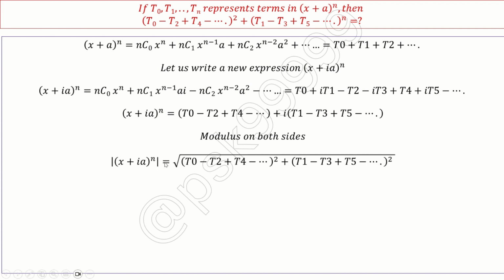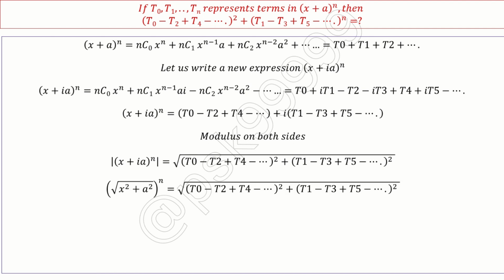Modulus of (x + iA) whole to the power of n is equal to the square root of (T0 − T2 + T4 − ...) whole square plus (T1 − T3 + T5 − ...) whole square, and so on. Now you remove the square root. This is what you are looking at, correct?